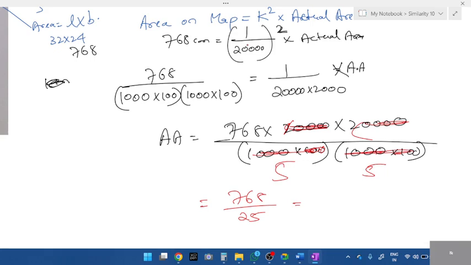Check the answer in the textbook, students. What is it? Correct? Okay, 30.72 is the answer. Kilometer square. If it is area, remember, divide it twice. From centimeter to kilometer, divide twice. This is the easiest way to do it.